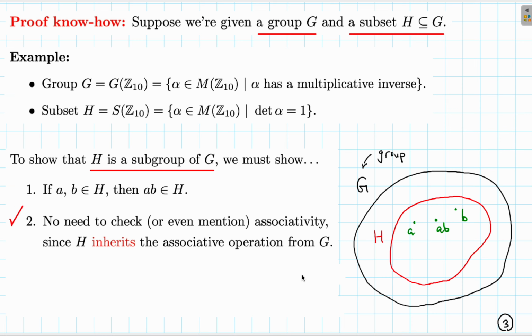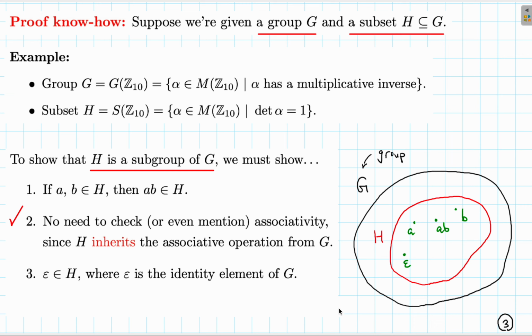Now let's talk identity. Again, because G is a group, we know G has the identity element. What we need to show is that not only is the identity element in G, the identity element is inside H. And so we don't want the identity element, say, somewhere out here.